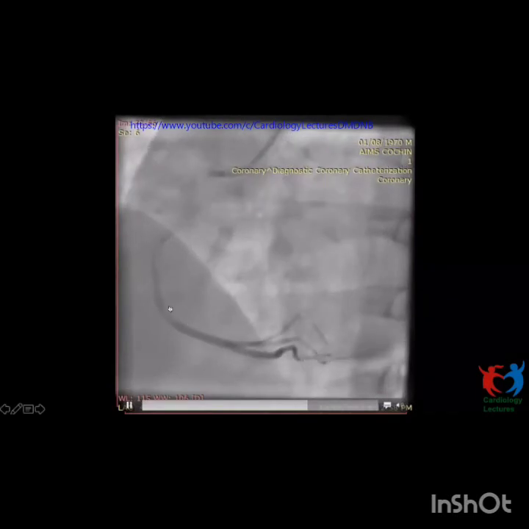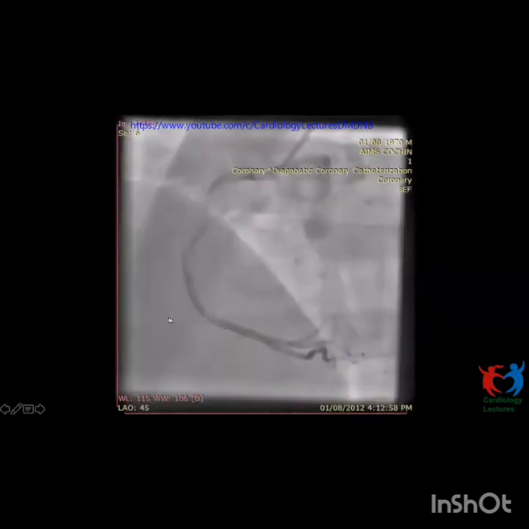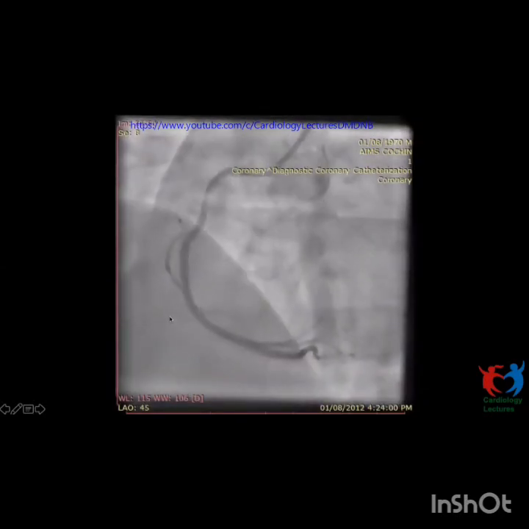But you can see some filling defects in the mid RCA there. This is just a frozen still frame of that. So we just wired this vessel with much ease. This was done in the year 2012. We did multiple runs of thrombus aspiration, as you can see here. And after a few runs, you see that the flow has improved.